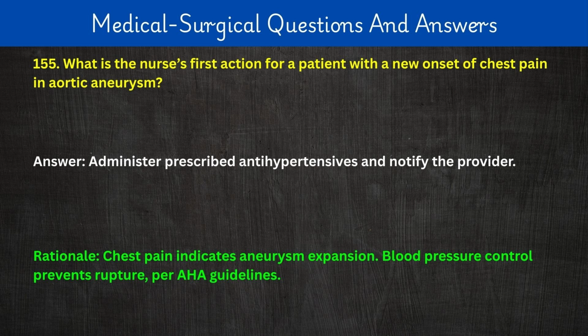155. What is the nurse's first action for a patient with a new onset of chest pain in aortic aneurysm? Answer: administer prescribed antihypertensives and notify the provider. Rationale: chest pain indicates aneurysm expansion. Blood pressure control prevents rupture, per AHA guidelines.